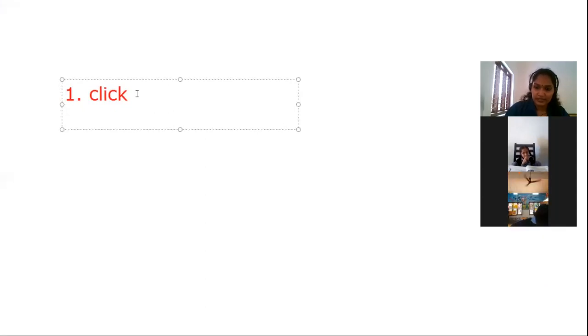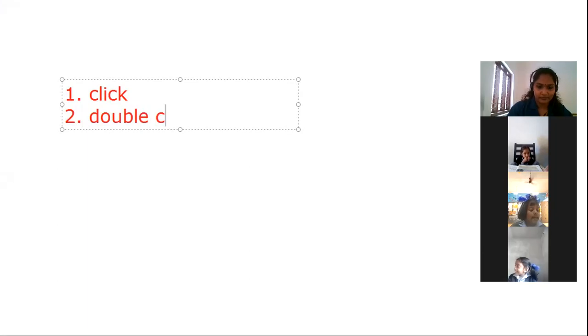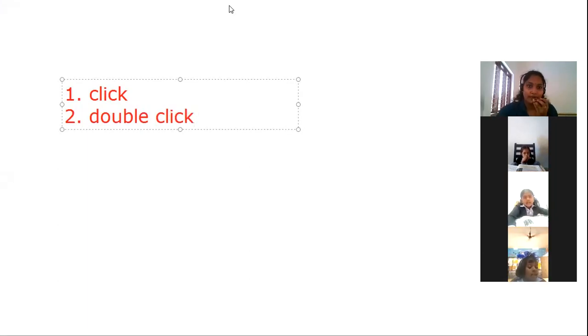What was the second mouse action that we have learned? Double click. Tell me the spelling of double. D-O-U-B-L-E click. Okay. Very good, double click.